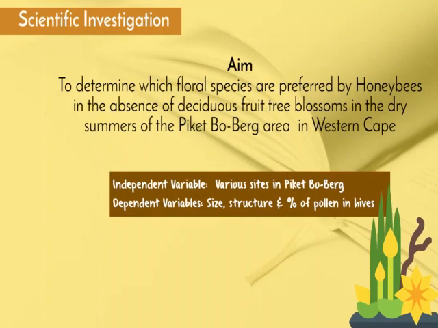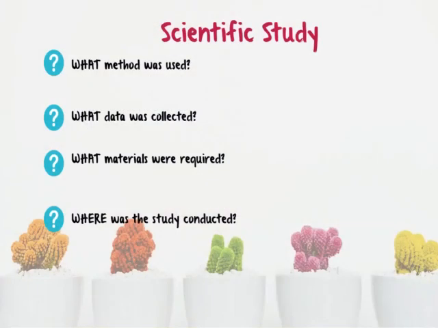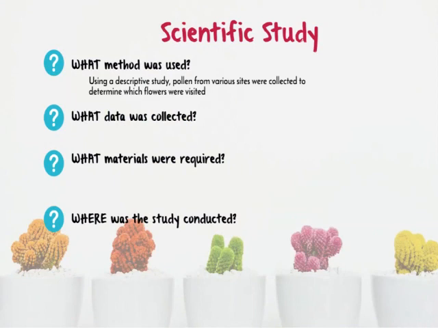For this scientific study, what method was used? What data was collected? What materials were required? And where was the study conducted? For our first question, using a descriptive study, pollen from various sites were collected to determine which flowers were visited. Next, the data collected was the structure, size, and percentage of pollen.